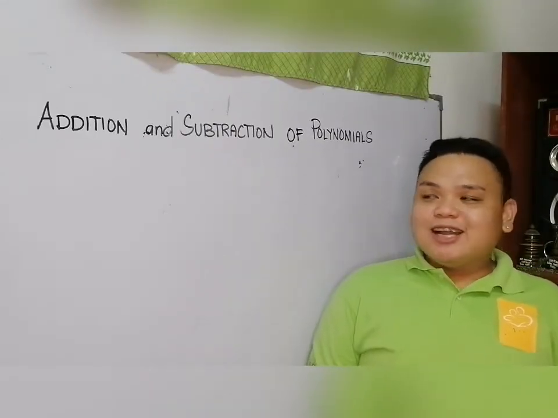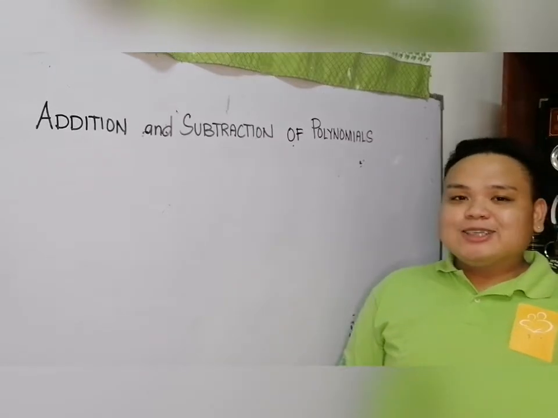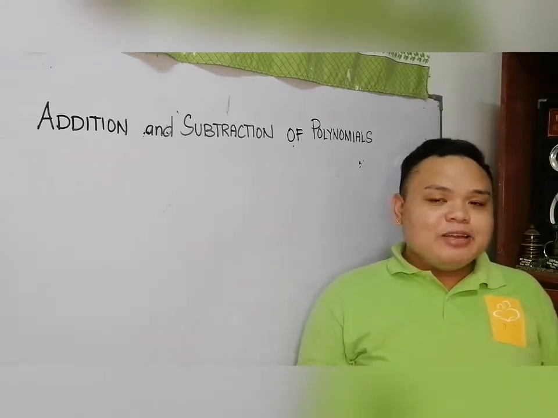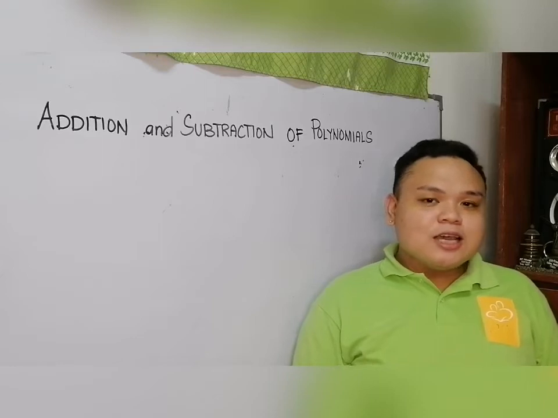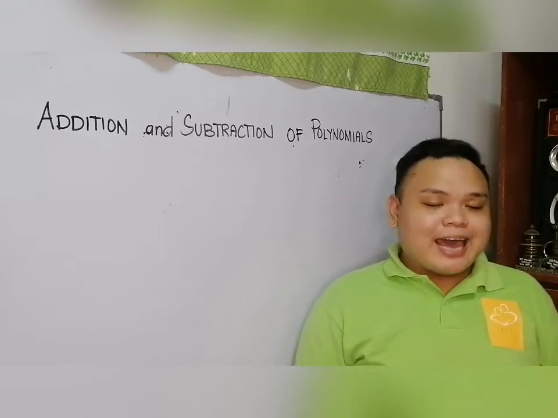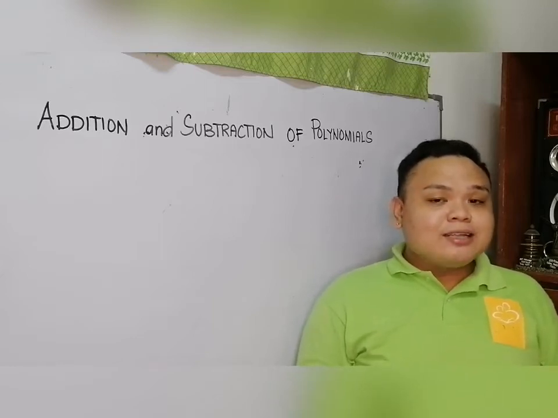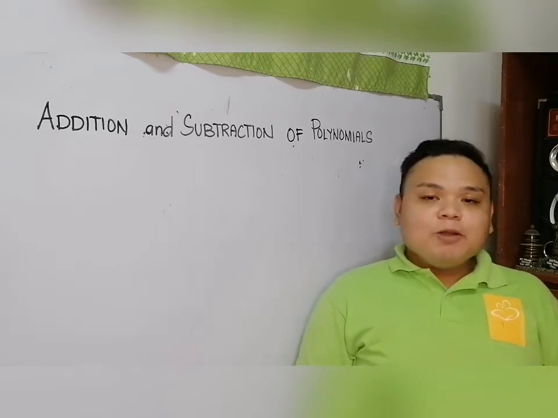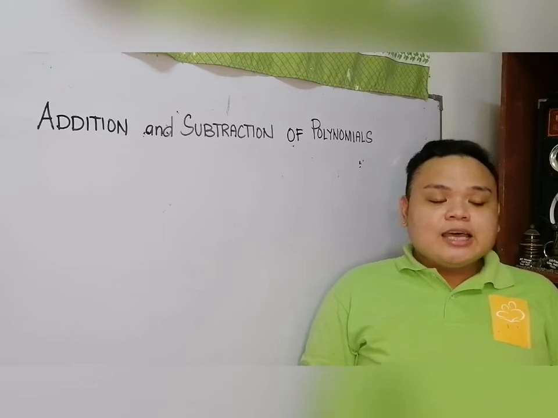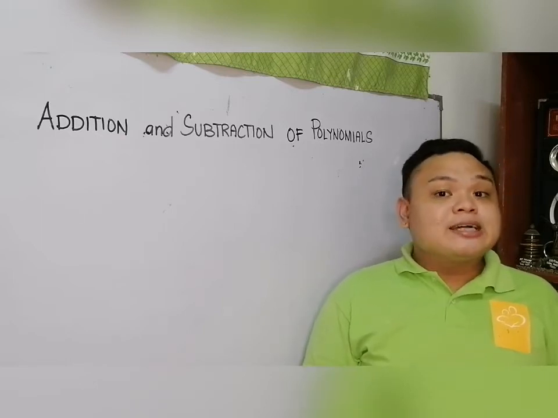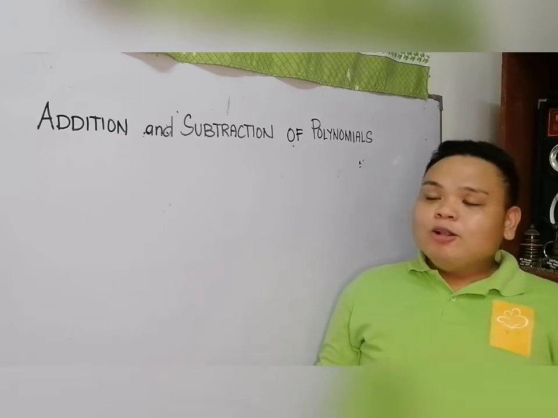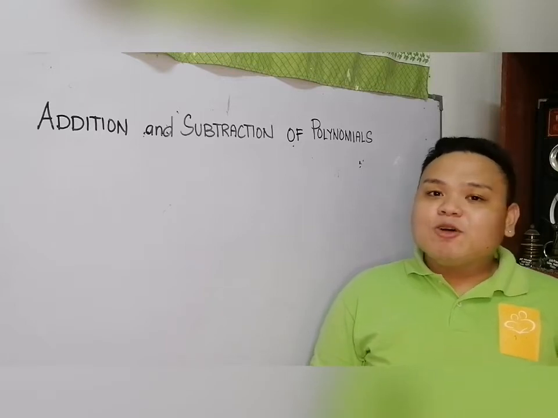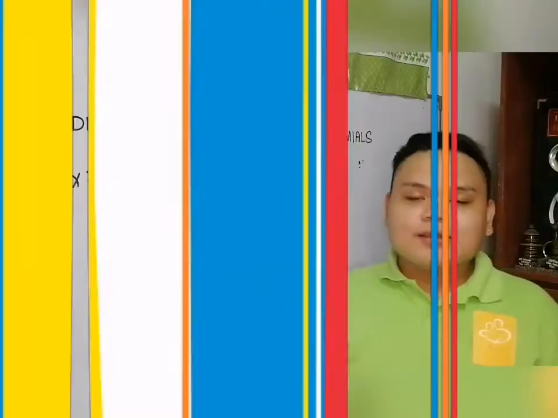Our topic for today is all about addition and subtraction of polynomials. Now, in adding and subtracting polynomials, you can only add or subtract like terms. When we talk about like terms, these are the terms with the same literal coefficient. When we talk about literal coefficient, these are variables with the same exponents. We are only going to add the numerical coefficients of every term.